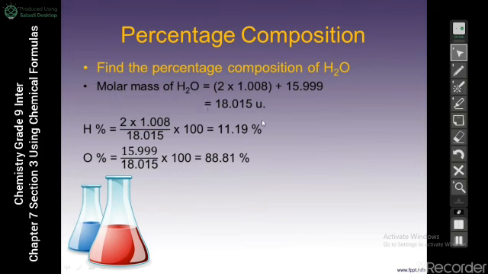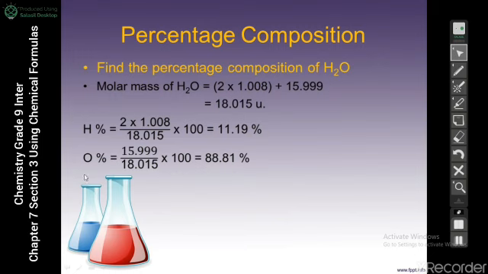Then we are going to calculate the percentage of hydrogen in water. For the percentage of hydrogen, we are going to divide the mass of only hydrogen, which is 2 times 1.008, over the mass of the whole compound, the molar mass of water, which is 18.015. Then we are going to multiply it by 100 to get the percentage, 11.19%.